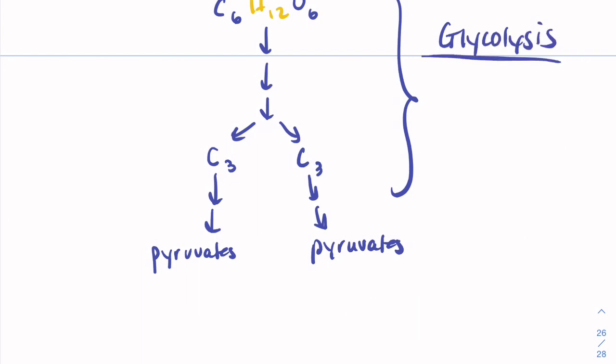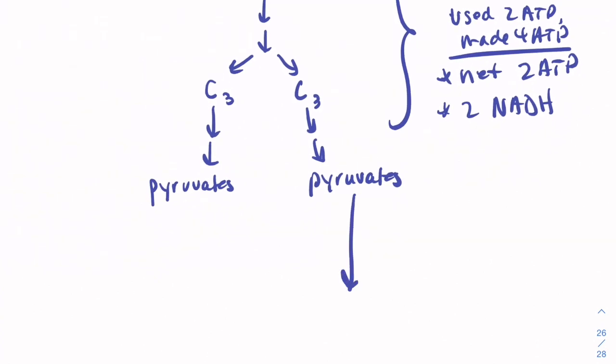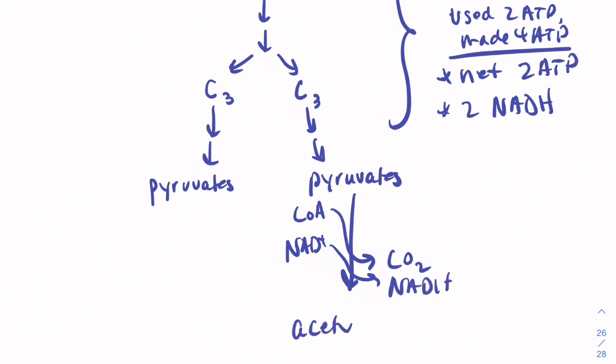You already have in your notes that it happens in the cytoplasm of the cell. It used 2 ATP, made 4 ATP for a net 2 ATP. But we also got 2 NADH out of that, didn't we? And then these 2 pyruvates underwent that crazy coenzyme A transition step. An NAD plus became an NADH, and we ended up with acetyl-CoA.